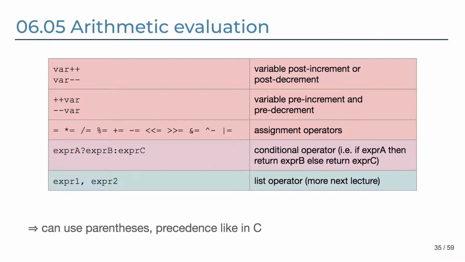We have the conditional operator, which is the same as in C, a short syntax for an if-else statement: if the expression is true, then this is evaluated, and else that is evaluated. Then we have another special operator, the list operator, which I will talk about more in the next lecture. But bottom line, it's all the standard operators of a typical C-inspired language, which comes as no surprise because, as we all know, Unix and C are very connected in their deepest heart.